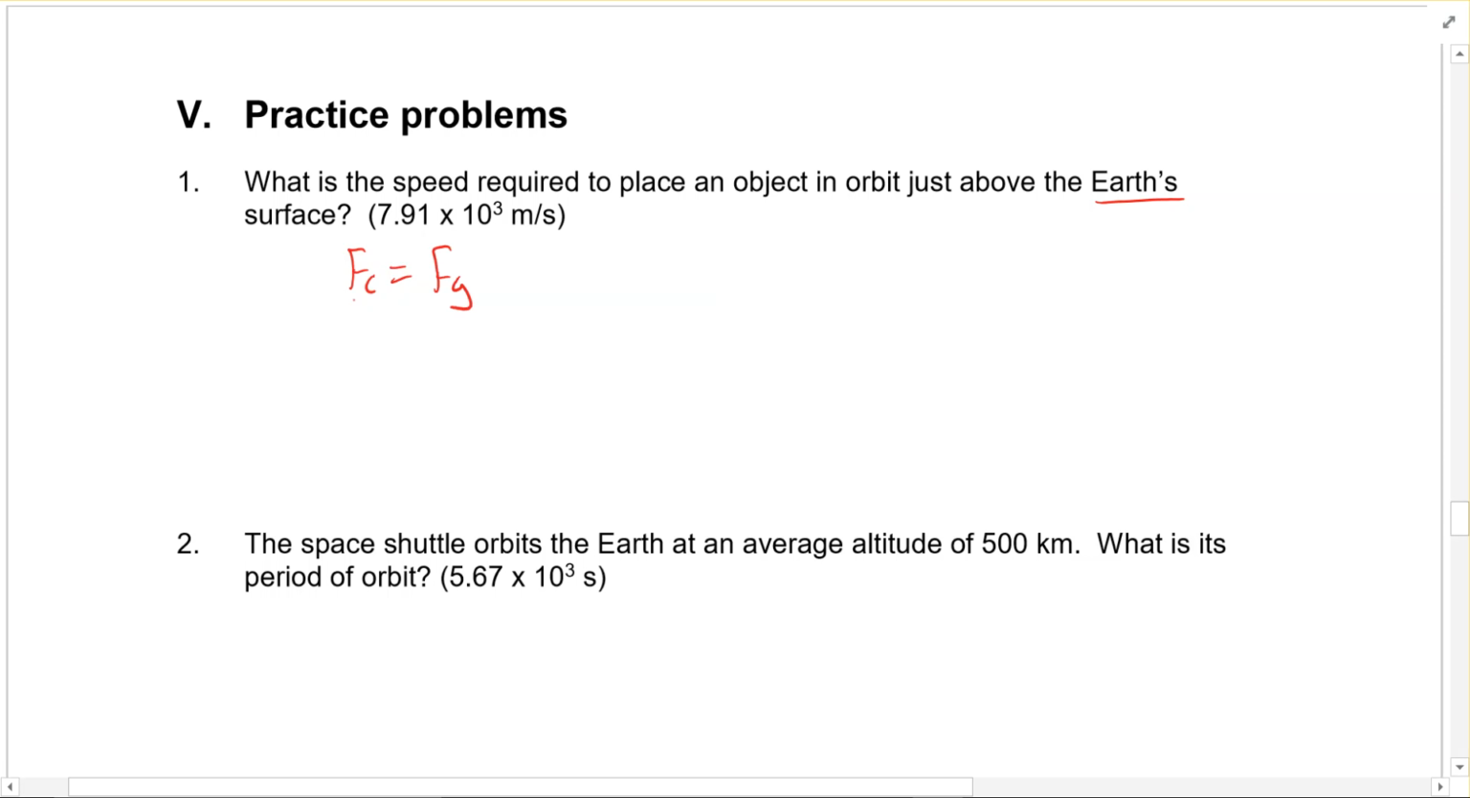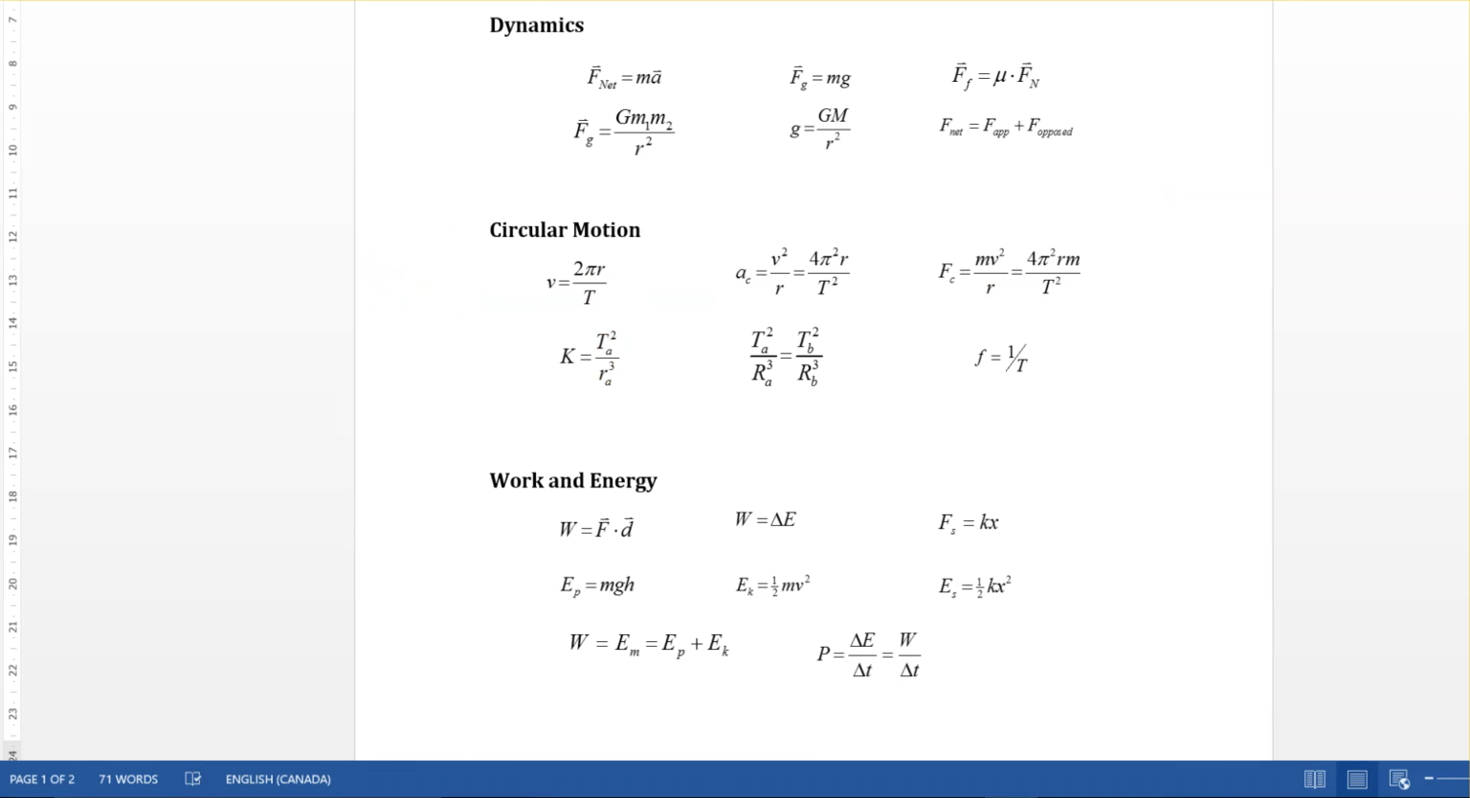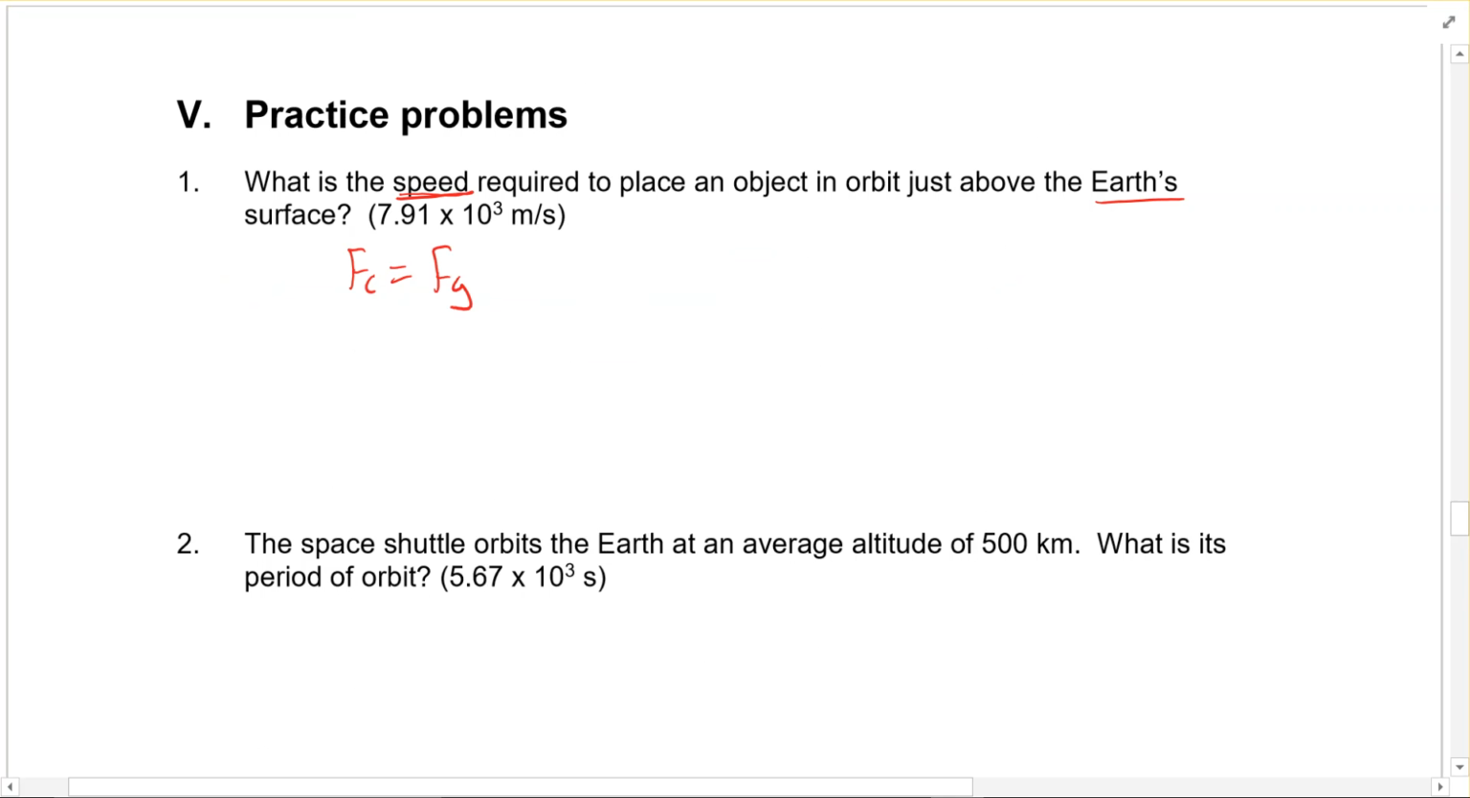So now FC is looking for speed. Which of my formulas am I going to use? Am I going to use mv squared over r or 4 pi squared rm over t? Well, I'm looking for v, so I'm going to use that one. All right. So going back, I'm going to work my way down. I'm going to say mv squared over r.